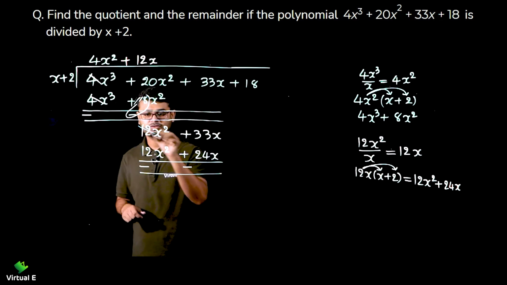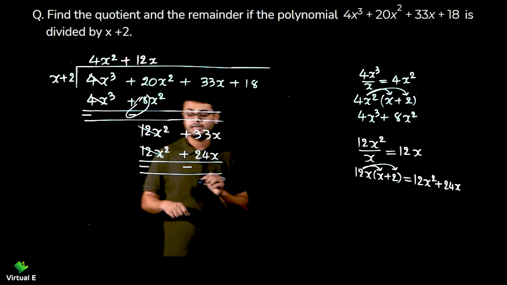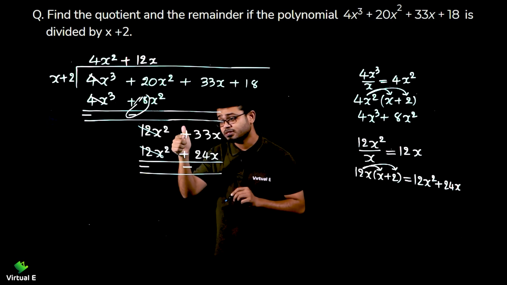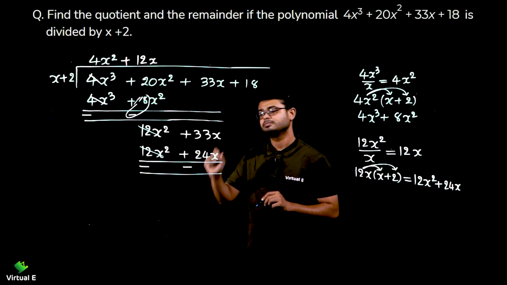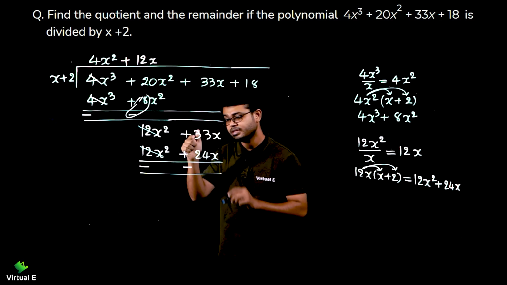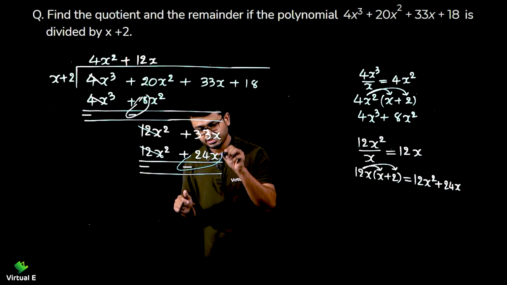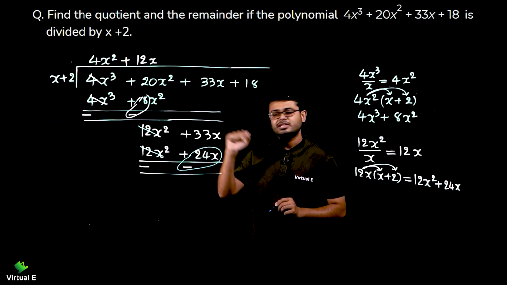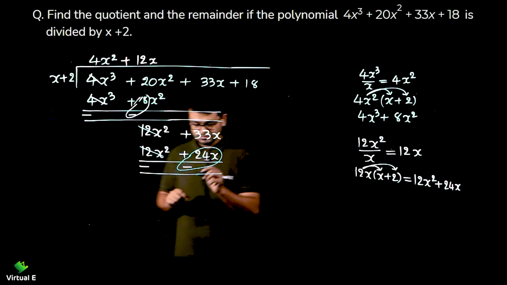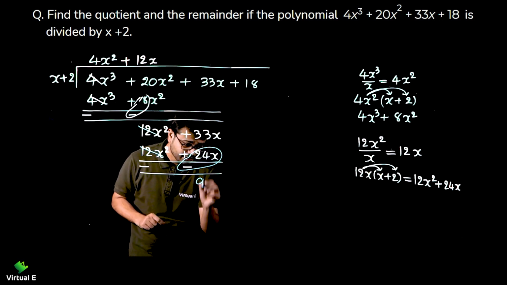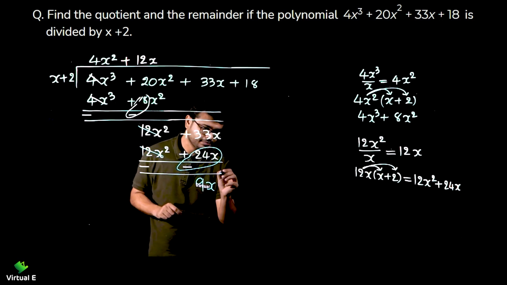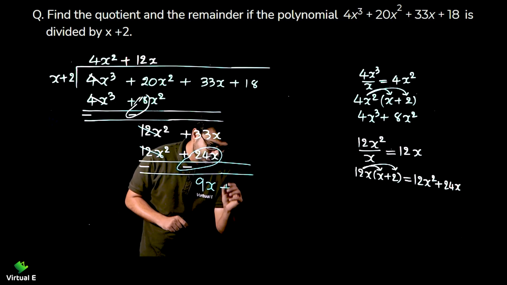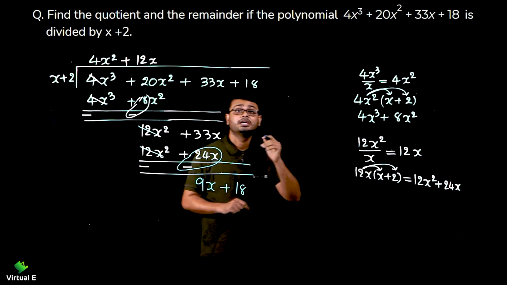Here plus 12x square minus 12x square will cancel out. Remember, we are supposed to consider the new sign, not the old one. Plus 33 and minus 24. Very carefully. Plus 33, and we are supposed to take the new sign of the 24, that is minus. We are supposed to subtract. So we will get 9x over here, right? Now what are we going to get down? That is 18. We'll bring down the 18.